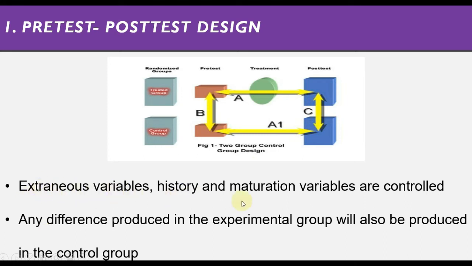Extraneous variables, history and maturation, are controlled. Any difference produced in the experimental group will also be produced in the control group.